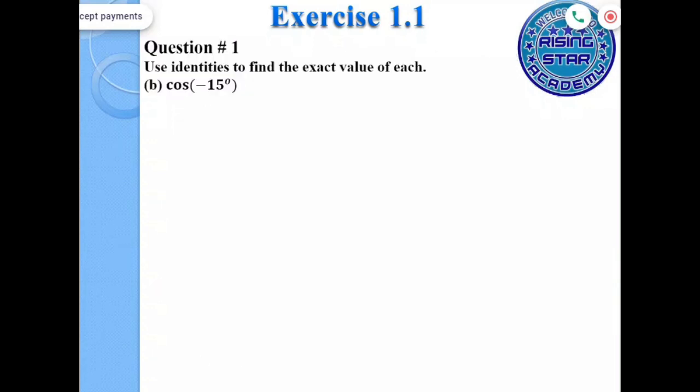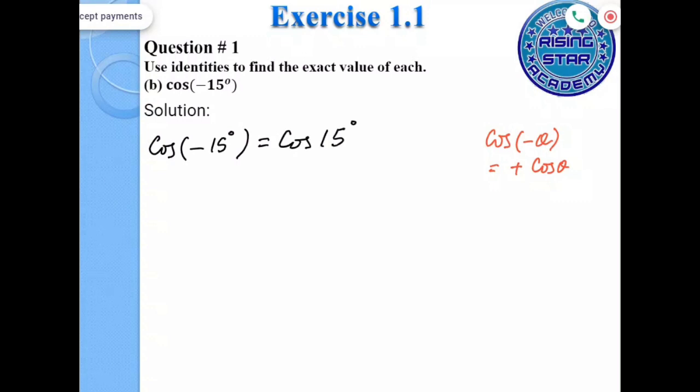So in this question we can see that the cos is negative of 15. So we have to make it positive first. So what would we do? We know that cos of a negative theta would be equal to positive of cos theta. So now, according to this rule, we will write it like cos of minus 15 degree would be equal to cos of 15 degree.